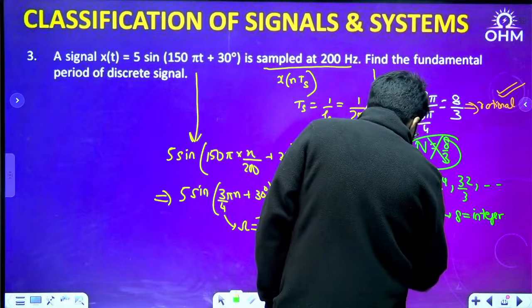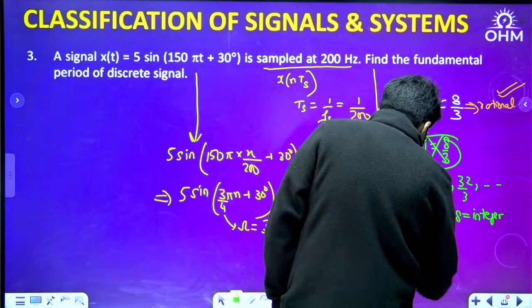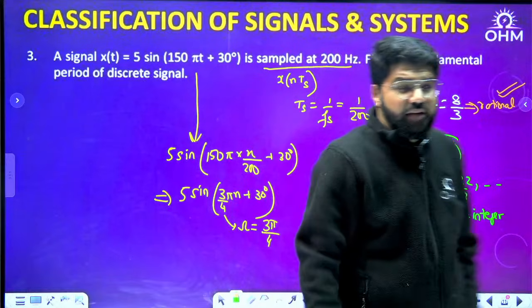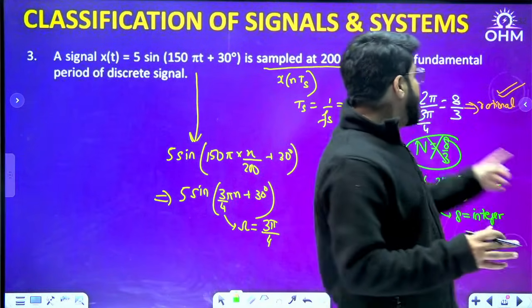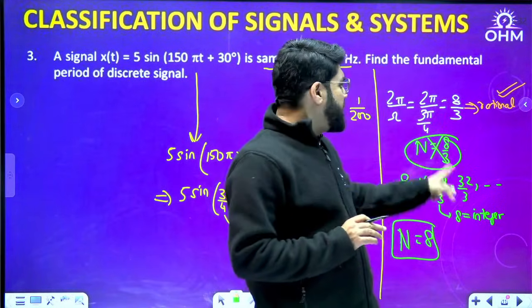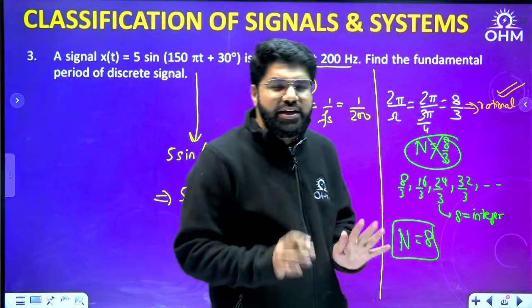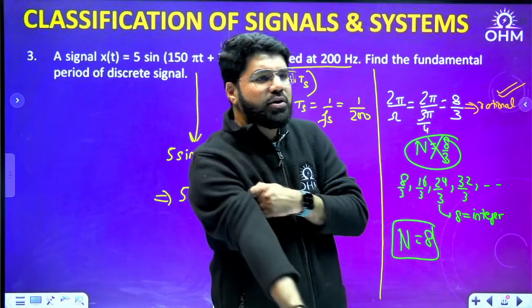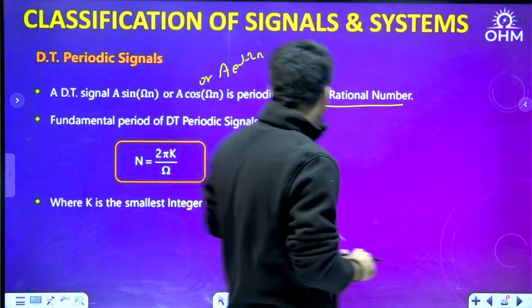So that is the correct time period. The fundamental period is 8. It cannot be 8 by 3. If it was a continuous time question, you would say that if the frequency is 3 pi by 4, the period is 8 by 3, and there you can stop. But in discrete time, the period cannot be 8 by 3. So that is what I mentioned here.